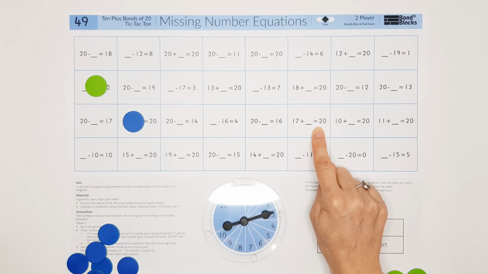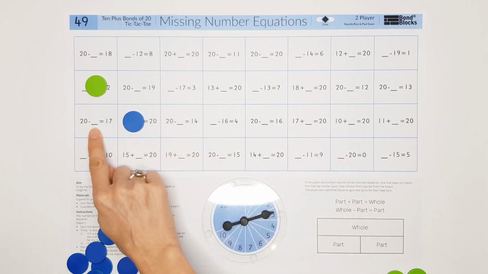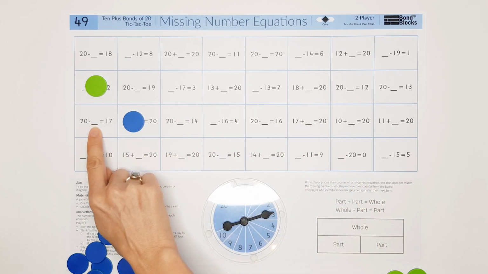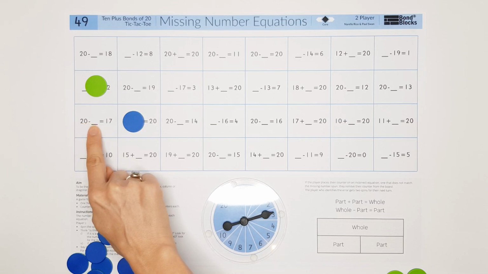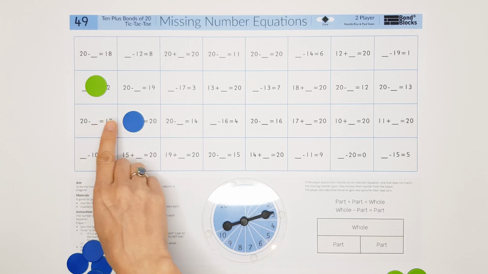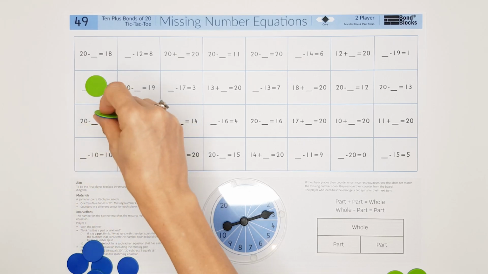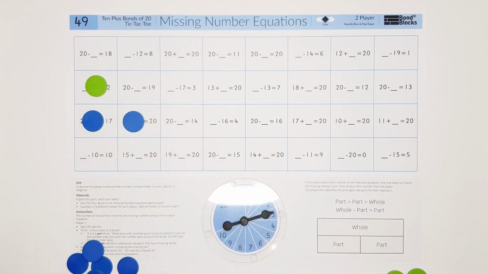And I can also see one other 17, which is here. My 3 would work here. 20 subtract 3 equals 17. I'm going to choose this one because that's closer to winning. So it's important just not to look for the first one, but to stop, take your time and look at the board. I'll show one more example.